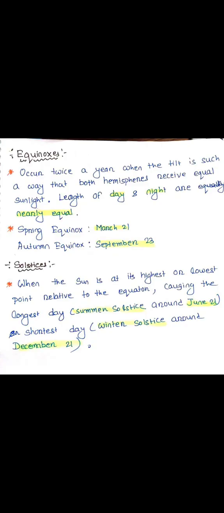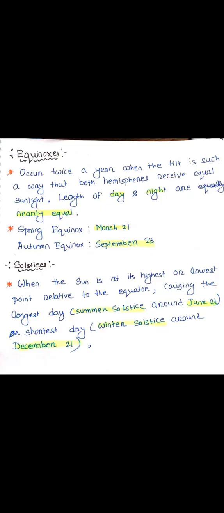So there are two equinoxes. One is spring equinox, which is on March 21st, and second one is autumn equinox, which is September 23rd, and it falls in the transitional season when both the hemispheres receive nearly equal amount of sunlight. And then comes the solstice.